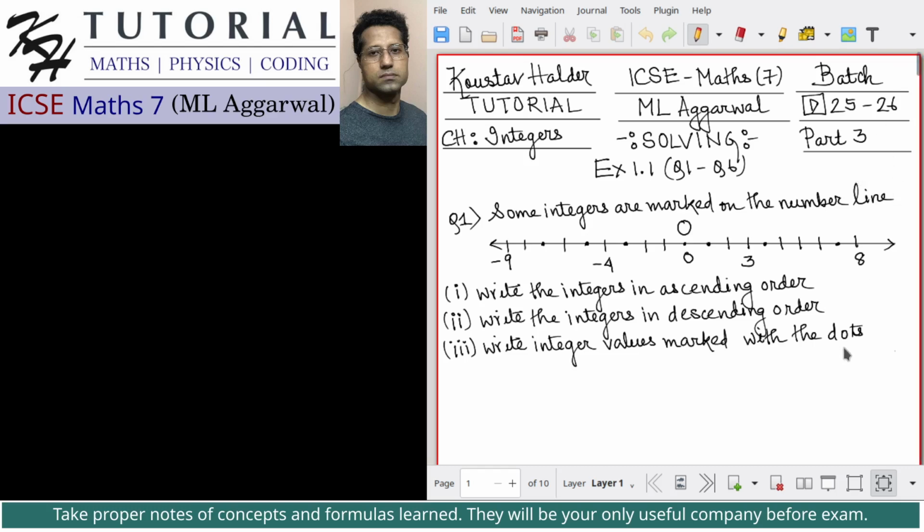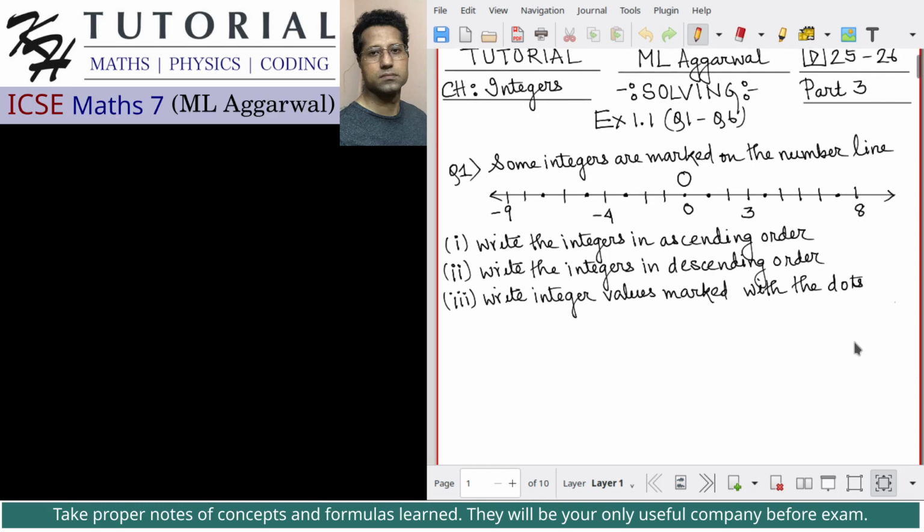It says that some integers are marked on the number line. We can see 0 is the origin, the center of the number line, which represents the integer 0, and we have the integers 3, 8, minus 4 and minus 9, and some integers are marked as dots. The question says to write the integers in ascending order. The integers that we can see in the number line that have already been written are minus 9, minus 4, 0, 3 and 8. We have to write these integers in ascending order, that is from a smaller integer to a greater integer.